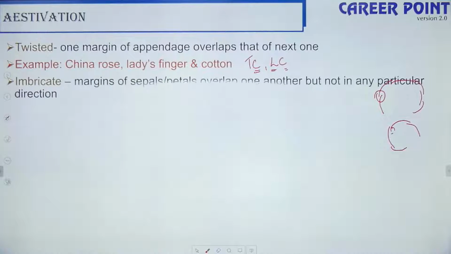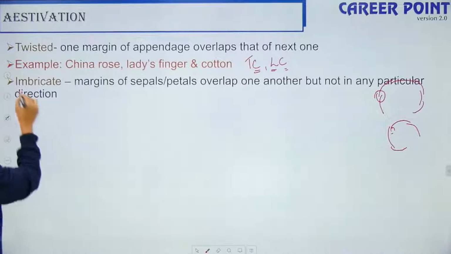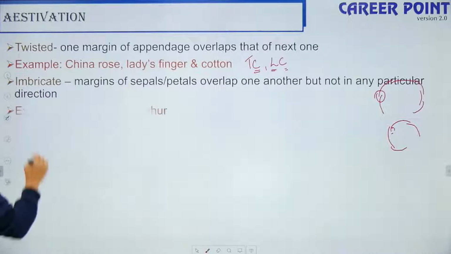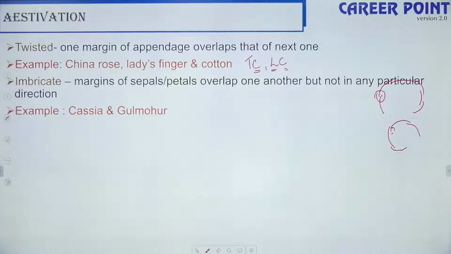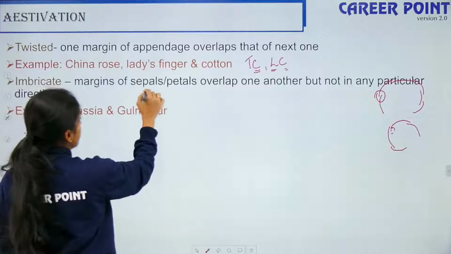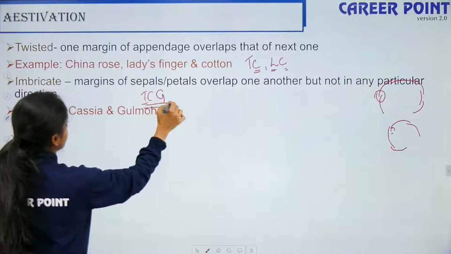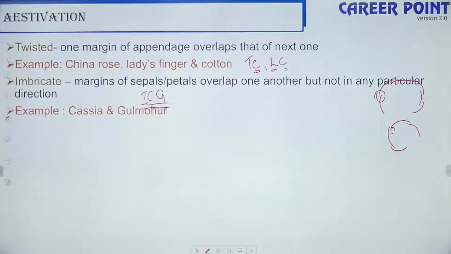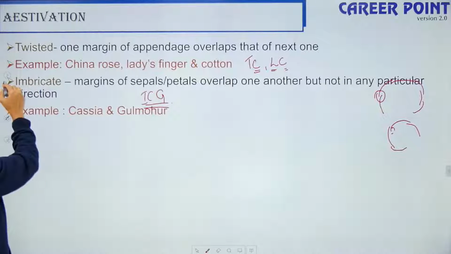So the next type is imbricate. So this does not overlap each other in any particular pattern. So when you have random overlap of the petals, it is known as imbricate estivation. So examples of your imbricate are cassia and your gul mohar. So remember ICG. So instead of ICU, you have G. So this is your imbricate estivation.